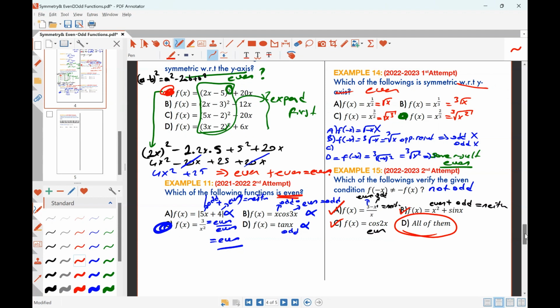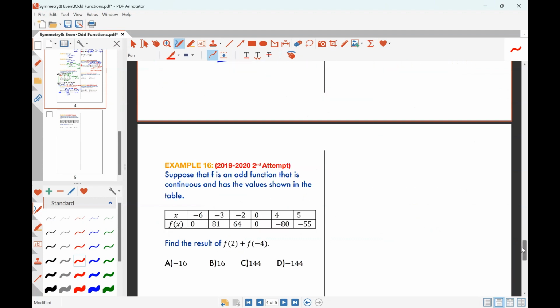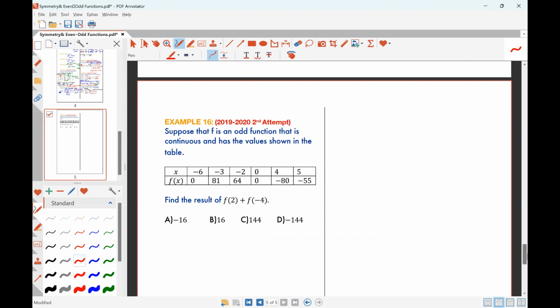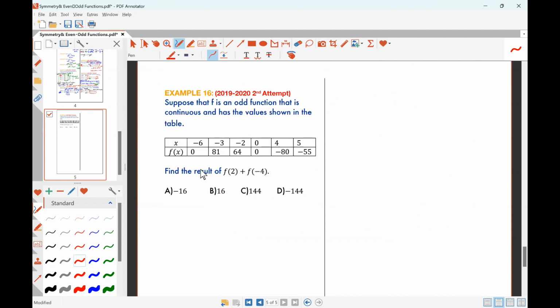It's also a nice question. Last question, but not least, this is also a pretty nice question. Find the result. We are given a table with some x values and some y values, ordered pairs. And the question is, suppose that the function is odd. So the given ordered pairs in this table represent an odd function.